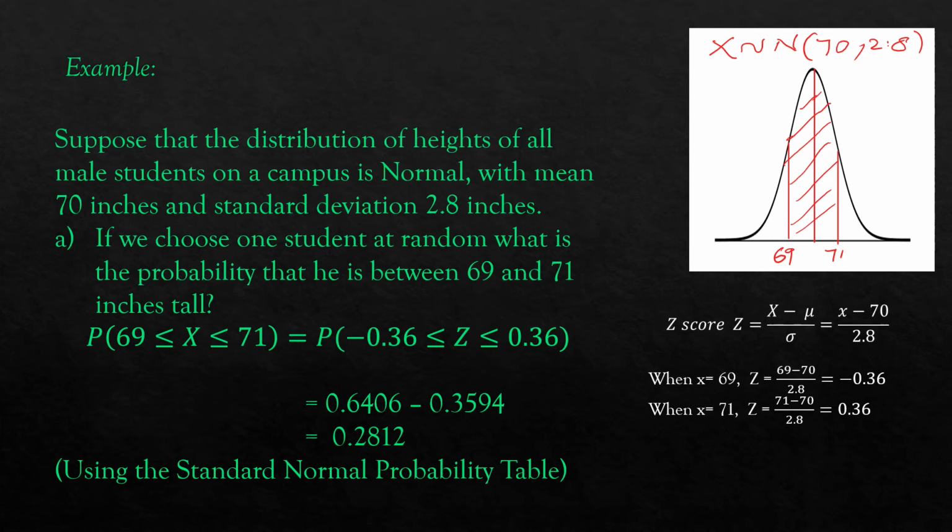So using the table, we can get the area below 71, that is the area below 0.36, which is 0.6406. And the area to the left of negative 0.36 is 0.3594. So the area between 69 and 71 will be the difference between those two, which is 0.2812.